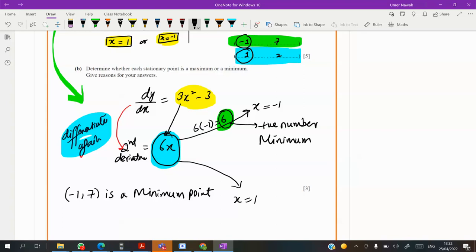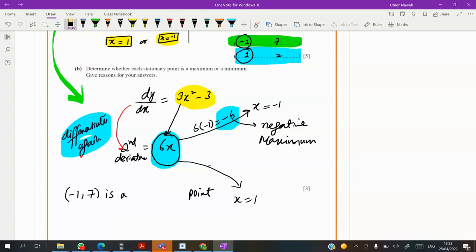And the same thing when you substituted x is equal to 1 into the second derivative, what I got 6. Previously we got, guys, it was written 6. Why? Let me check it again. Sorry. Look, 6 times minus 1 is negative 6. So negative 6, it's a negative number. So negative number tells you this is a maximum point.